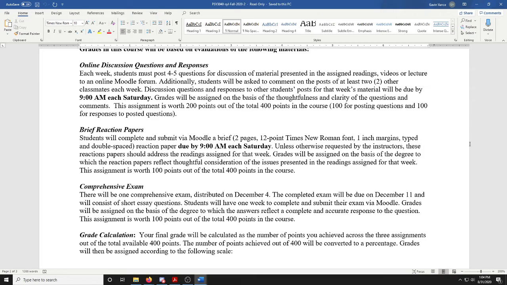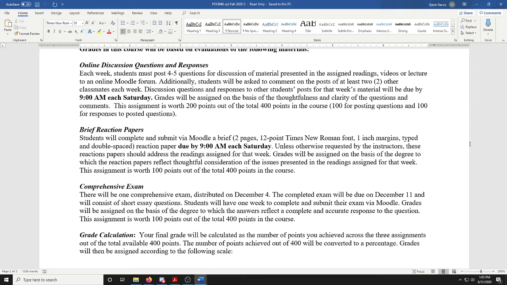Okay. There is one exception on that 9 a.m. Saturday deadline, and it also applies to the brief reaction papers. So I'll hold off, and I'll tell you about the exception in just a moment. The brief reaction papers are also worth 25% of your grade. Here, we're asking you to complete and submit using Moodle.